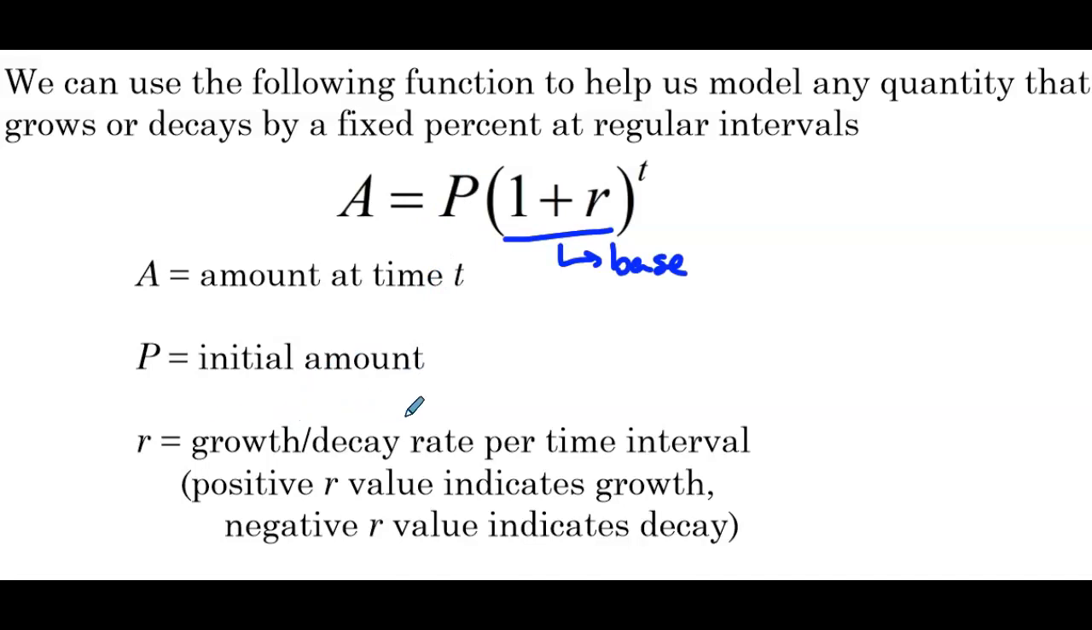R is the growth or decay rate per time interval. So in that first example, the population was growing at 35% each year. A positive R value indicates growth. A negative R value indicates decay. Right, so if we have 1 plus 0.2, we're growing by 20%. 1 minus 0.2, or 1 plus negative 0.2, that would be decaying at 20%. We're going down 20%.